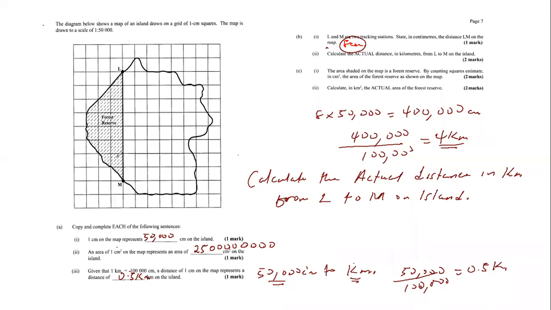So 1, 2, 3, 4, 5, 6, 7, 8, 9, 10, 11, and 12. Am I right? Yes, so I get 12 fully shaded. Now I'm left with 3: 1, 2, 3. Let's say 1, 2, 3 give me 1.5. And here, 1, 2, 3 also gives me 1.5. So 12 plus 1.5, that will give me what?